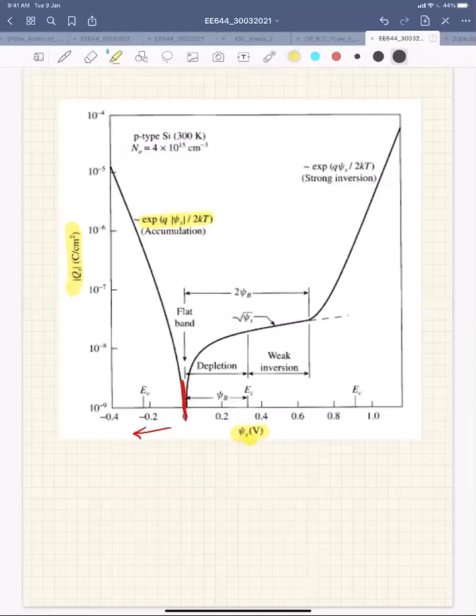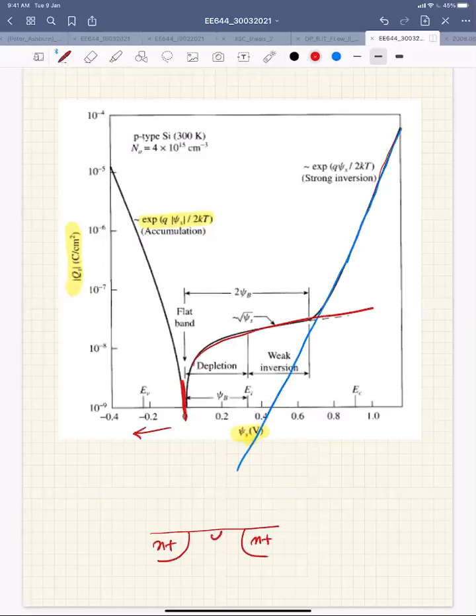And when psi s is positive, we have two terms. One has an exponential dependence. So this is a log plot. So you have an exponential dependence, so here I'll just draw it. And another one is a root psi s dependence, right? So you are just adding these two. So when psi s is very small, when the surface potential is very small, think of your transistor.